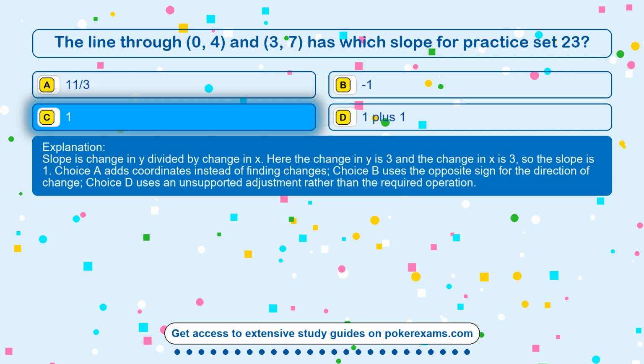Slope is change in y divided by change in x. Here the change in y is 3 and the change in x is 3. So the slope is 1. Choice A adds coordinates instead of finding changes. Choice B uses the opposite sign for the direction of change. Choice D uses an unsupported adjustment rather than the required operation.